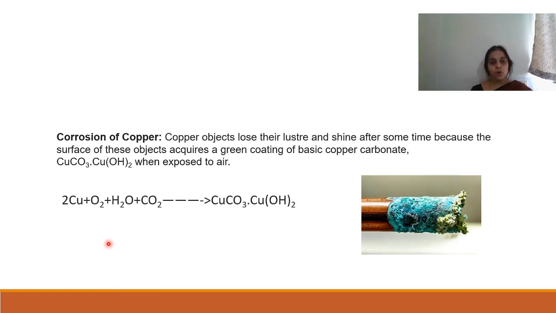Next is corrosion of copper. Copper objects lose their luster and shine after some time. They lose their lustrous property because the surface of these objects acquires a green coating, which is a formation of basic copper carbonate. When exposed to air, copper reacts with oxygen, water or moisture, and carbon dioxide. So there's a formation of basic copper carbonate, which is green in color.